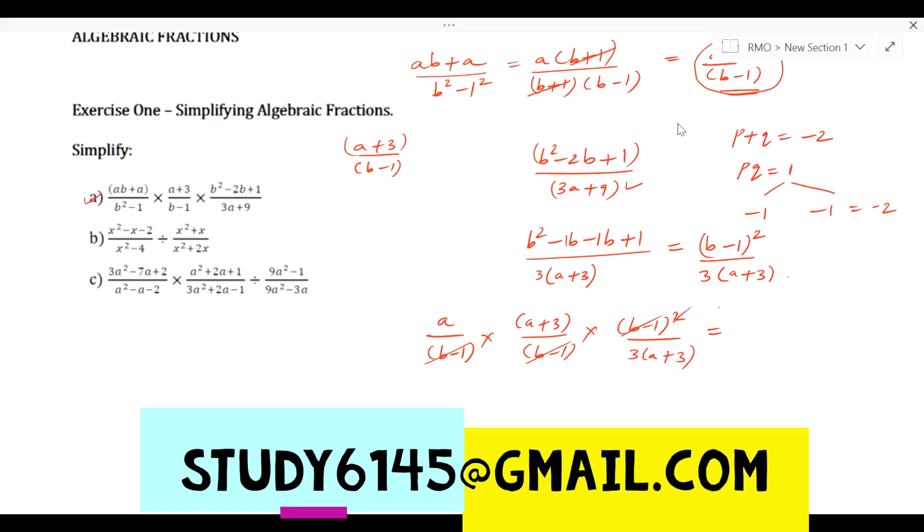Good. Yes. So now we are left with a times a plus 3 over 3a plus 3. So now we can cancel the a plus 3 and the a plus 3. So we are just left with a over 3. A over 3. Perfect. So this was the answer of the first one. Okay. A question. Easy?